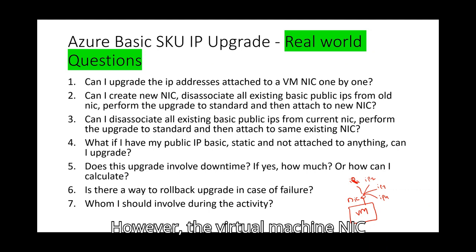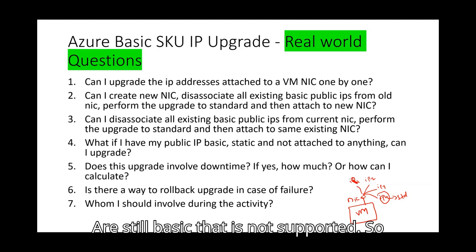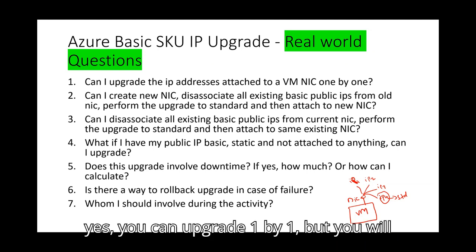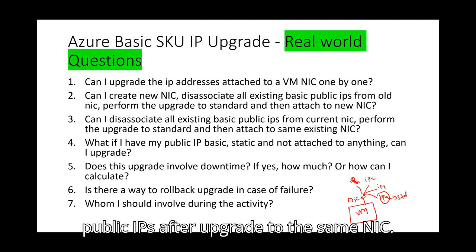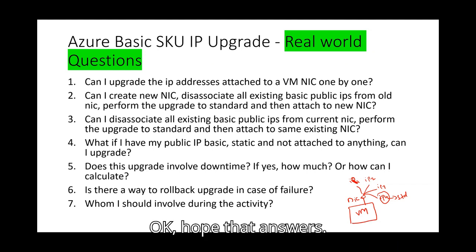However, to a virtual machine NIC, you can attach either Basic or Standard SKU public IPs. You cannot mix and match, wherein, let's say, you upgrade IP4 to Standard while the rest, IP1, IP2, IP3, are still Basic. That is not supported. So yes, you can upgrade one by one, but you will have to upgrade them first and then reattach all the public IPs after the upgrade to the same NIC. Okay, hope that answers.